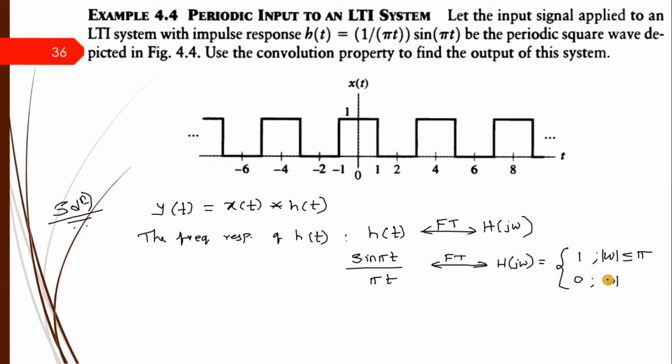0 for omega greater than pi. This is a rectangular pulse we have. This is about h of t. Now regarding x of t, what is the information given for x of t?